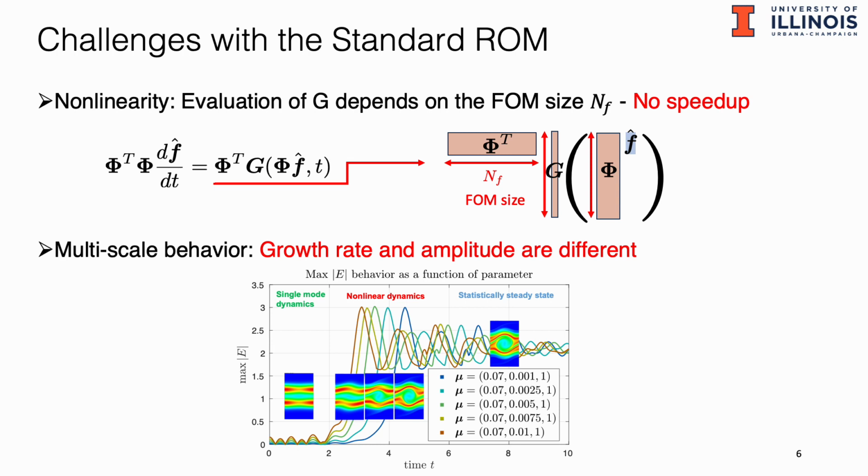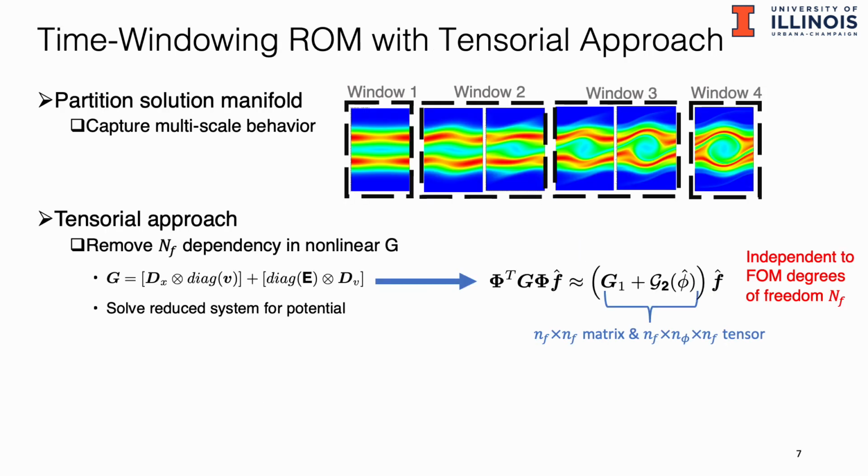First is due to the nonlinear term G, where the evaluation requires reconstructing the field which depends on the forward model size, therefore no speedup in the ROM. Second is that the problem is multiscale. Here we are showing the behavior of the maximum absolute value of E with several parameters. For each parameter value, there are three solution stages: single mode, nonlinear, and statistically steady state. In addition, the growth rate depends on the parameters.